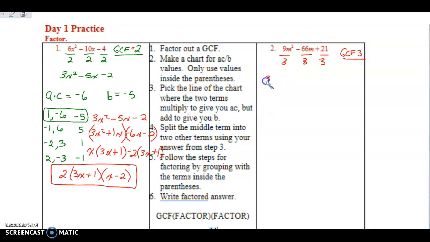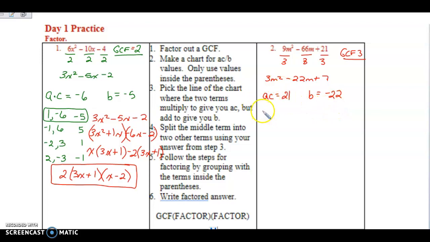So then this becomes 3m squared minus 22m plus 7. And so I'm going to take my A times my C. So my AC is 21, sorry. Helps if I do it right. 3 times 7 is 21. And my B is negative 22. So now I need to think of all the factors of 21.